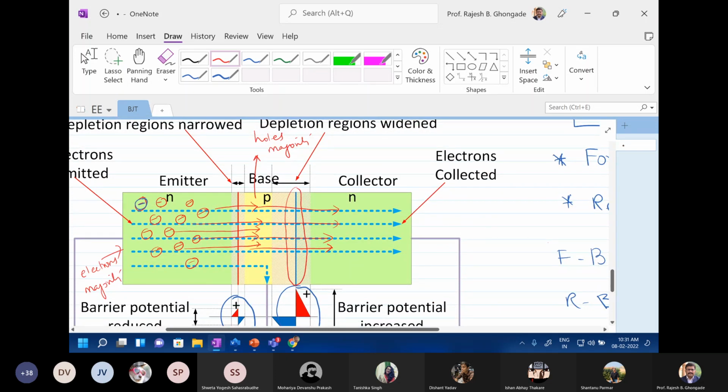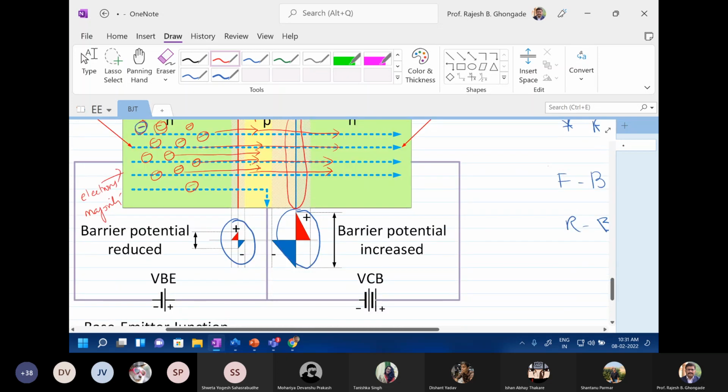So that is how the electrons start from here. They are emitted by the emitter and they are collected into the collector. ये समझ में आ गया? Yes. This is very, very important. So electrons are collected in the collector because of this phenomenon. ये बात ध्यान में रखना.